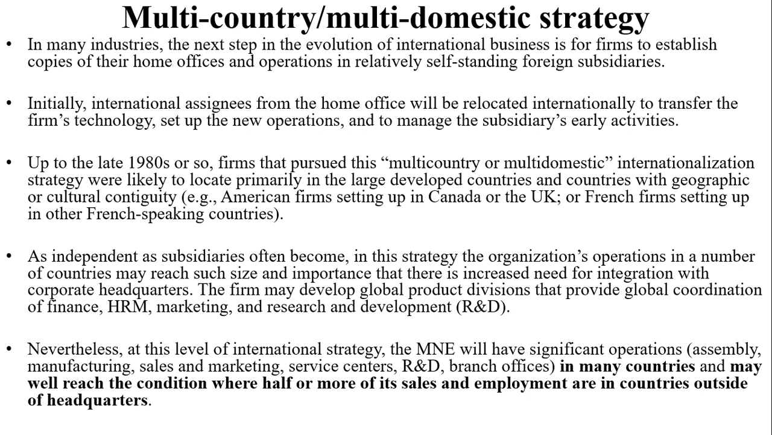So in many industries, the next step in the evolution of international business is for the firm to establish copies of their home offices and operations in relatively self-standing foreign subsidiaries. So that is what I mean by they will set up a replica of their operations in other countries. And here we are talking about multiple countries. So it's not like Ghana and Nigeria only. So if you take Kasapreko, then we expect Kasapreko to have operations in Ghana, Nigeria, Ivory Coast, Togo, South Africa, and what have you.